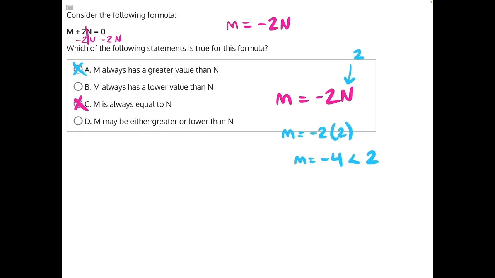Now, if we tried to get an answer where m is actually greater than n, we could do that by plugging in a negative number. Let's say negative 2 would give us m equals negative 2 times negative 2. A negative times a negative will give us a positive, which is always greater than the negative number we plugged in. So that disproves answer choice B. M always has to be lower than the value of n. By process of elimination, that leaves us with answer choice D, our correct answer.